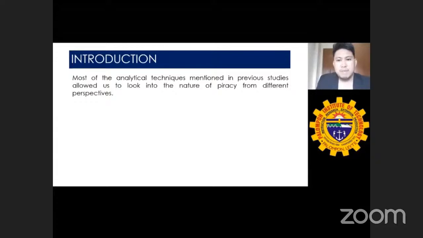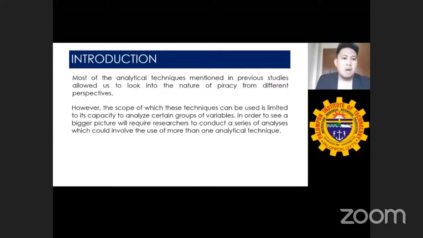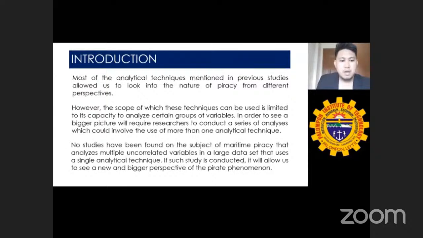Most of the analytical techniques mentioned in previous studies allowed us to look into the nature of piracy from different perspectives. However, the scope in which these techniques can be used is limited to their capacity to analyze certain groups of variables. Seeing a bigger picture will require researchers to conduct a series of analyses, which could involve the use of more than one analytical technique.